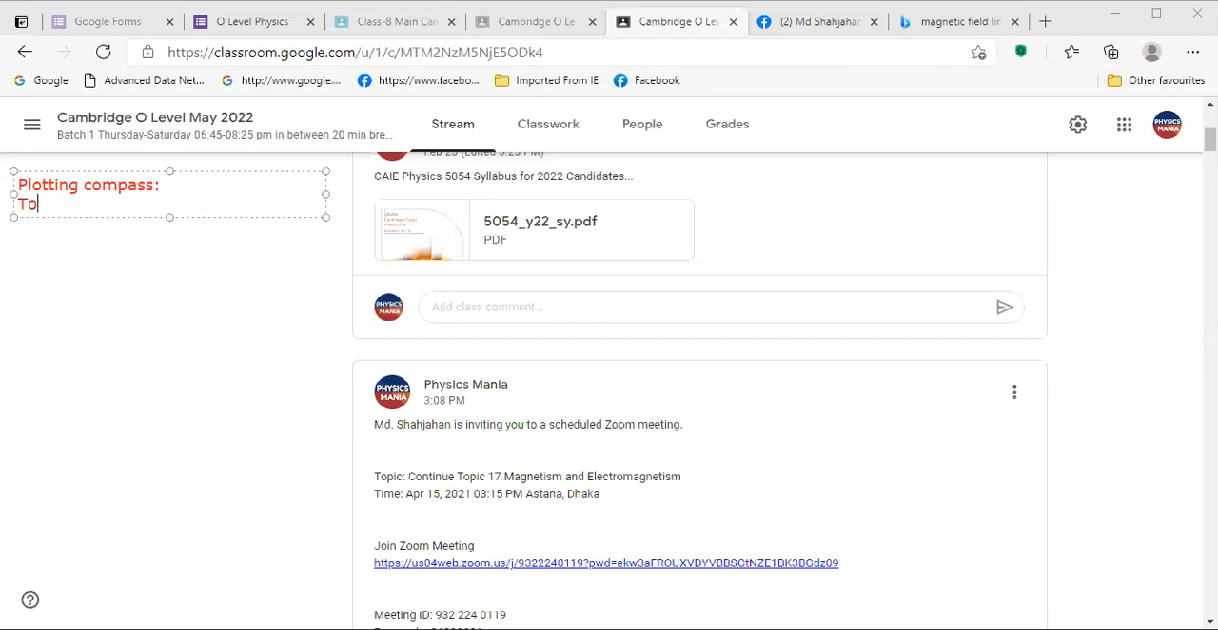To get the magnetic field lines pattern only, we use iron filings.